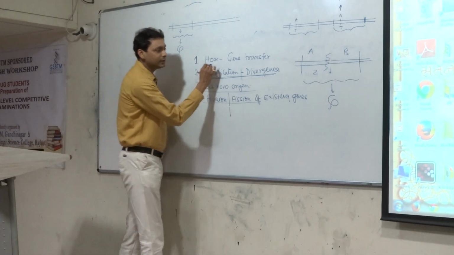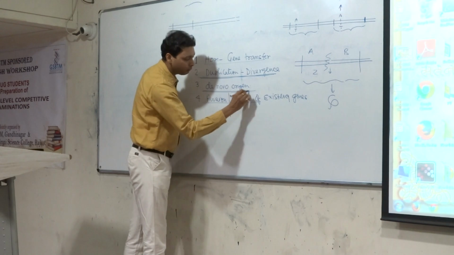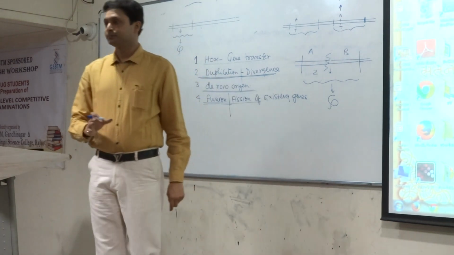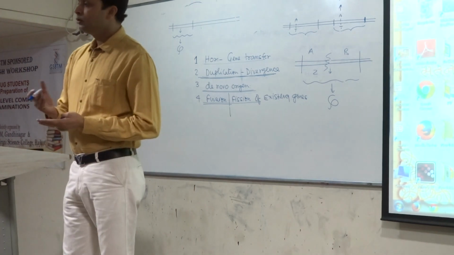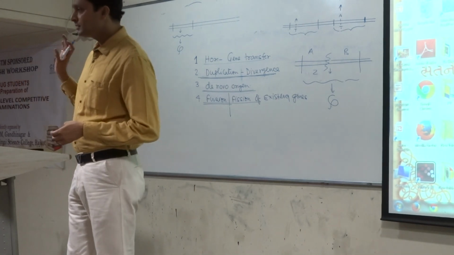So it can be horizontal gene transfer, it can be duplication and divergence, it can be de novo origin, and it can be the fusion and fission of existing genes. From genes that were already there, through fusion and fission, new genes are acquired.